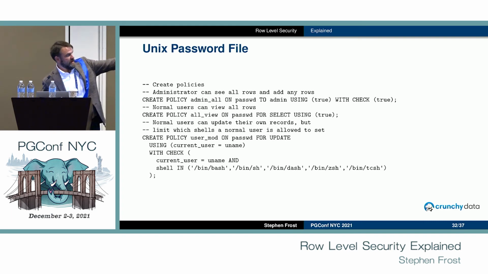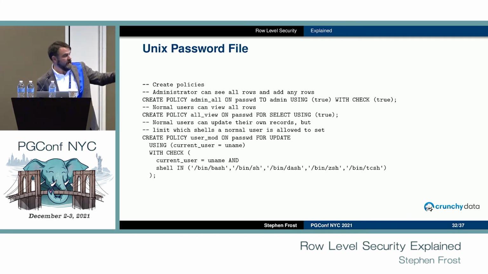but they can't change the current user, right? So current user is a function that runs to get the current role name, and that has to continue to match uname. So here I have the using clause and the with check clause, and they both have that same conditional in them. Note that this is a for update command, so this is applying just for updates.